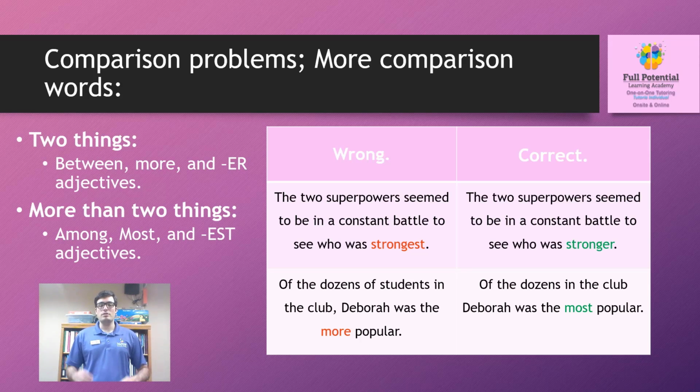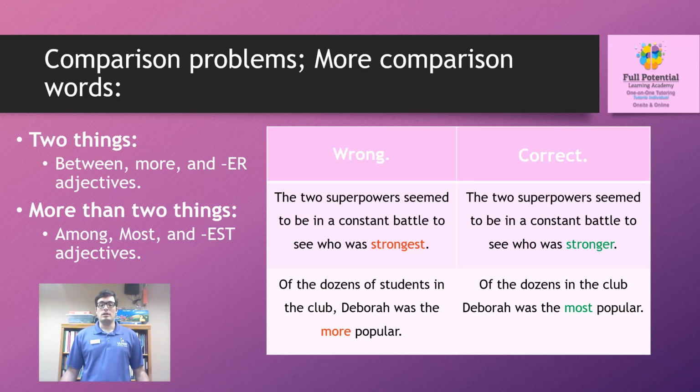There's also an important distinction for certain adjectives to be used when comparing two or more subjects in a sentence. For comparing exactly two things in a sentence, it is better to use the words between, more, and -er adjectives. For comparing three or more subjects in a sentence, it is better to use among, most, and -est adjectives. We can see this in the examples to the right.